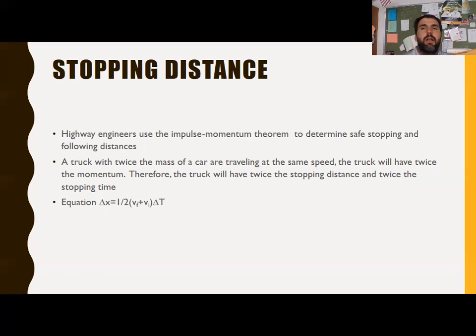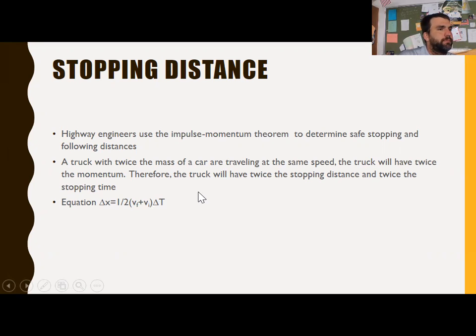So this equation on here is for the stopping distance, with delta x being the distance: 1/2 times VF plus VI times the change in time. So that is our equation for stopping distance.